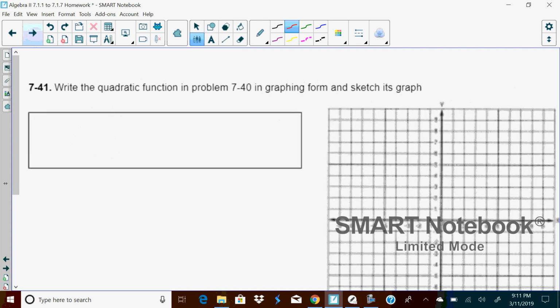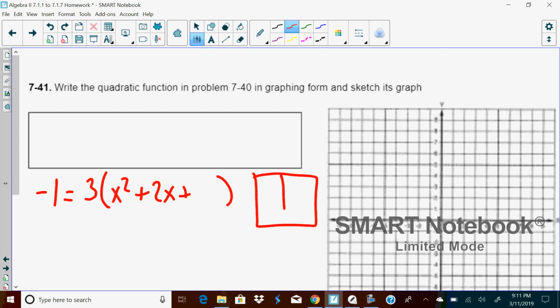Problem 41, write that quadratic in graphing form. So I'm going to complete the square. So I get negative 1 equals 3 groups of x squared plus 2x plus. So when I complete the square, x squared, x and x plus 1. Got 1 here, so I add 1 to both sides. On the other side, though, I'm adding 3. It's 3 times 1. So I get 2.